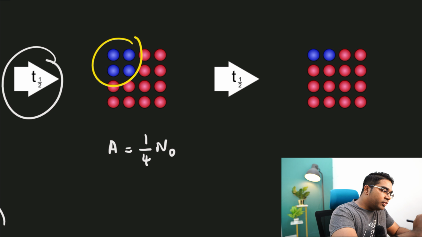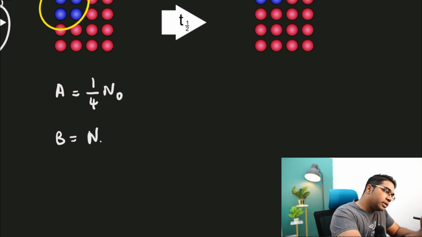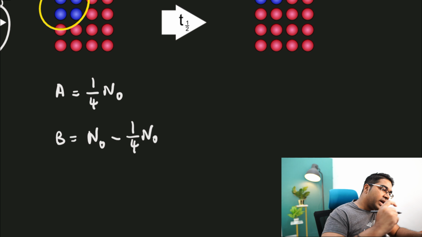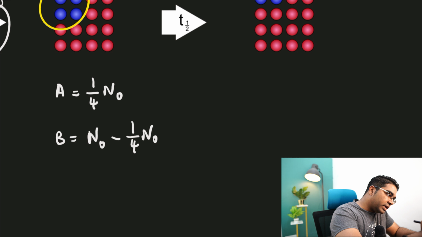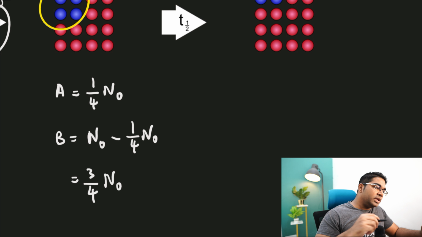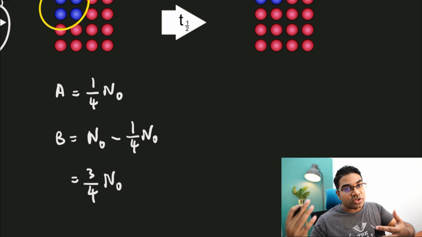And the number of nuclei of B, this will be the initial number of radioactive nuclei N0 minus the remaining number of radioactive nuclei. That's how we get the number of nuclei that has decayed, or rather in this case the proportion of nuclei that has decayed, and that would be 3 over 4 N0. 3/4 of the original number of radioactive nuclei have decayed and become more stable.